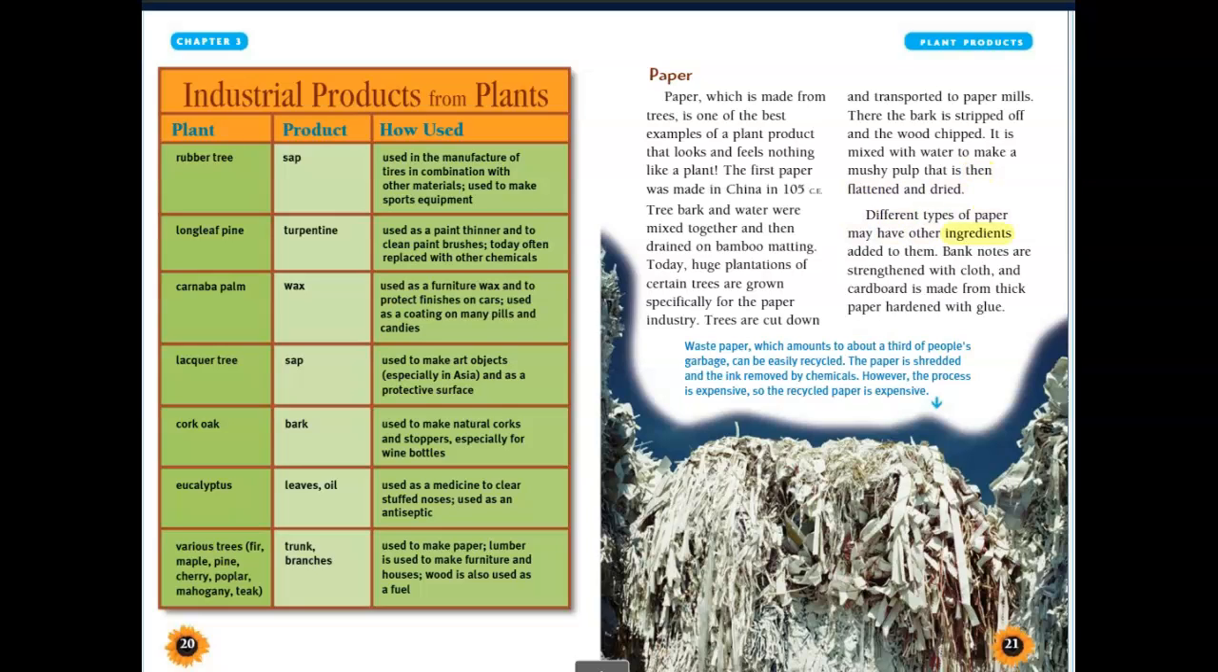Different types of paper may have other ingredients added to them. Banknotes are strengthened with cloth, and cardboard is made from thick paper hardened with glue. Waste paper, which amounts to about a third of people's garbage, can be easily recycled. The paper is shredded and the ink removed by chemicals. However, the process is expensive, so the recycled paper is expensive.